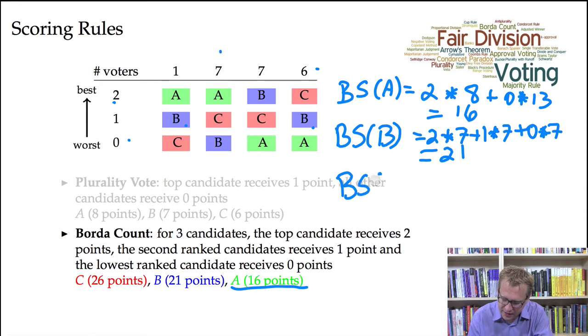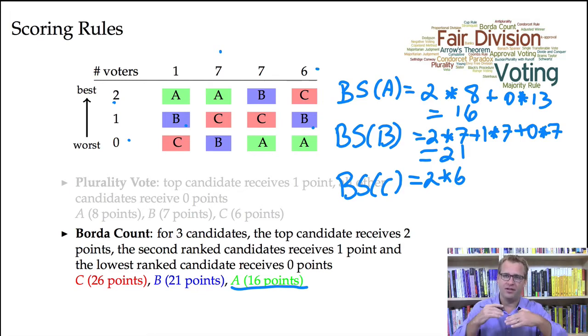And finally, what about candidate C? Well, candidate C, who came in last, got the least number of first place votes. So C gets 2 times 6 points from this last column. But C does really well at the second level. So 14 people rank C second. So that will give C an additional 1 times 14 points.